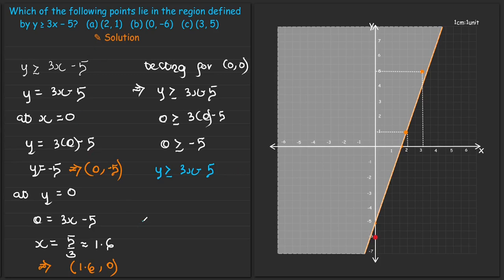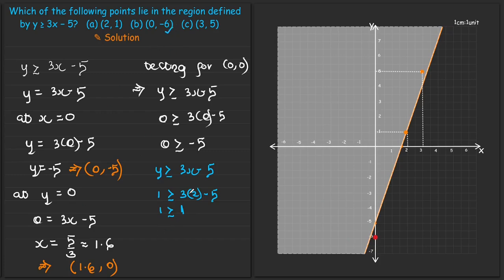So let's start with (2, 1). Testing our first point, (2, 1), it simply means our y is 1, greater than or equal to 3 into bracket 2, minus 5. That gives us 1 is greater than or equal to 6 minus 5, which is 1. 1 is greater than or equal to 1. And that is this point we have over here. You realize that it was right on our boundary line. Hence, (2, 1) satisfies.